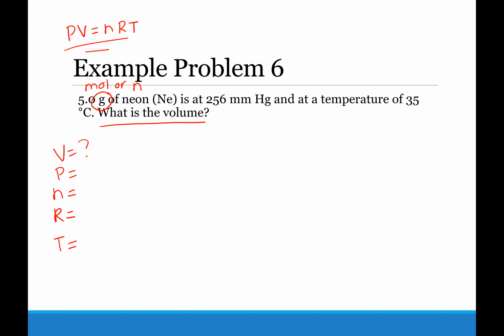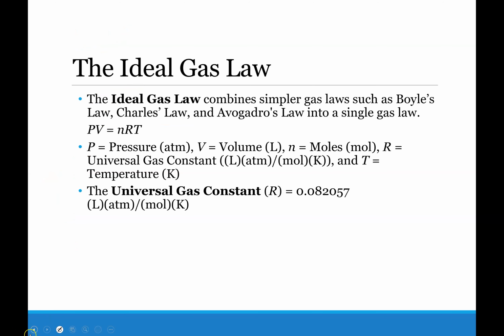So P is going to be pressure in units of ATM. And the reason why it has to be in units of ATM is because of the universal gas constant, which is R. So that's 0.082. Well, you can say 0.0820, or I usually just write it as 0.0821. And then you have liters, ATM, moles, and Kelvin. So this right here is why everything has to be in liters, ATM, moles, and Kelvin.